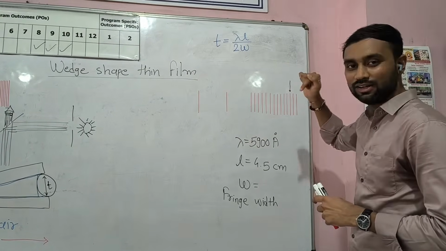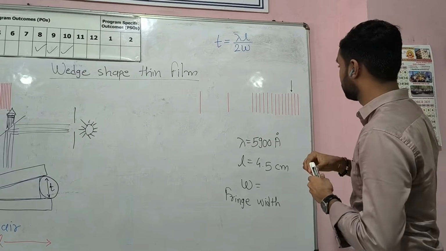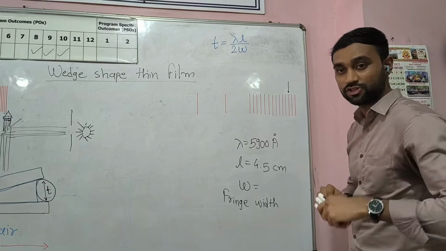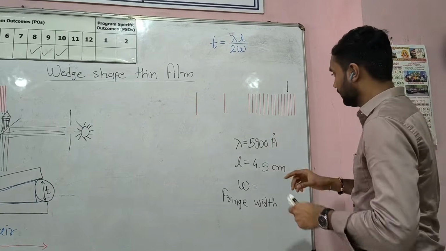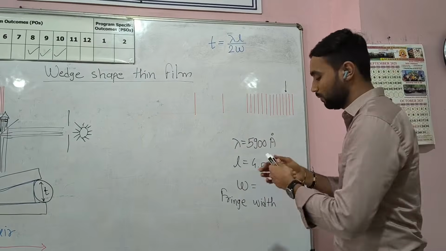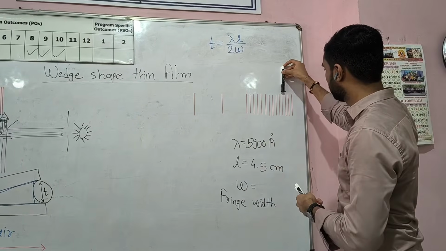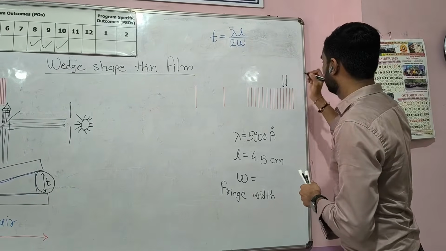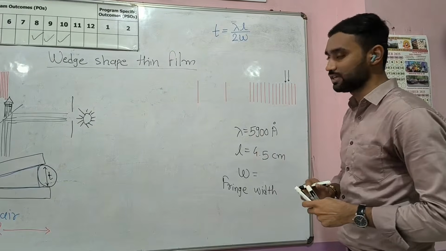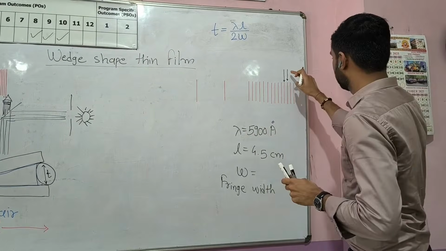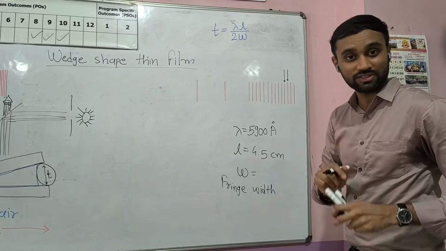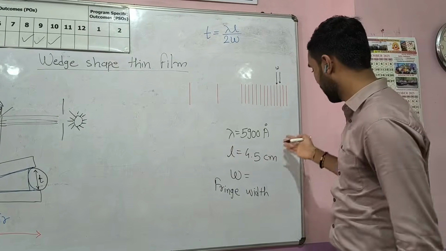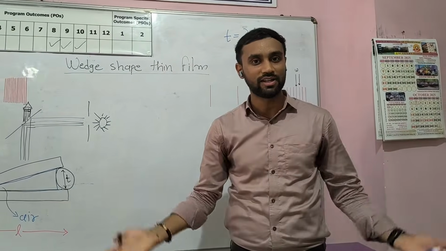We will align our crosswire on a dark fringe, and there is a scale attached with this microscope. So I will note down the position on the scale of this crosswire. Later, I will precisely move my telescope and gradually move it toward this fringe. If I note down the position of this fringe from the scale, I have the position of this fringe and this fringe. If I take the subtraction of both positions, I will get the fringe width W. My job is done. I can substitute this value in this formula and I can get T.